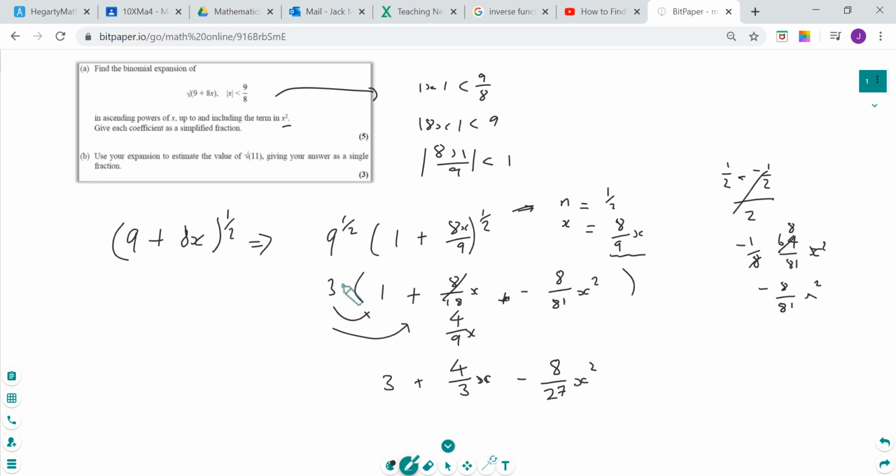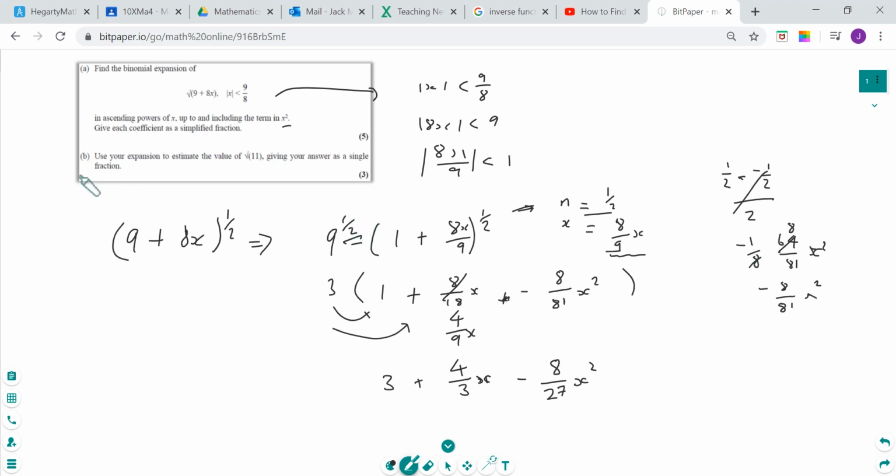Once you practice it many times, you will be able to do it this quickly. Just be careful with making sure that you apply the power to the number that you factorize out. It will stop you making mistakes in the order of operations. And careful with your negatives, positives, and fractions.